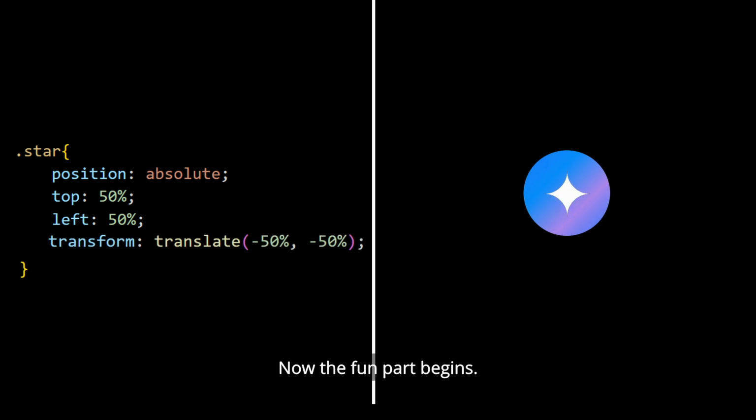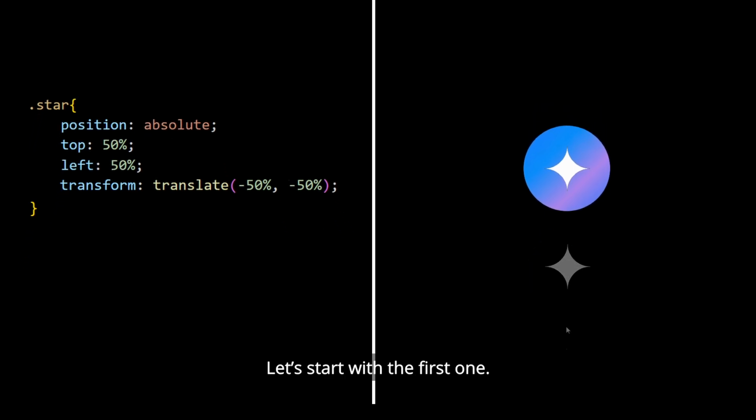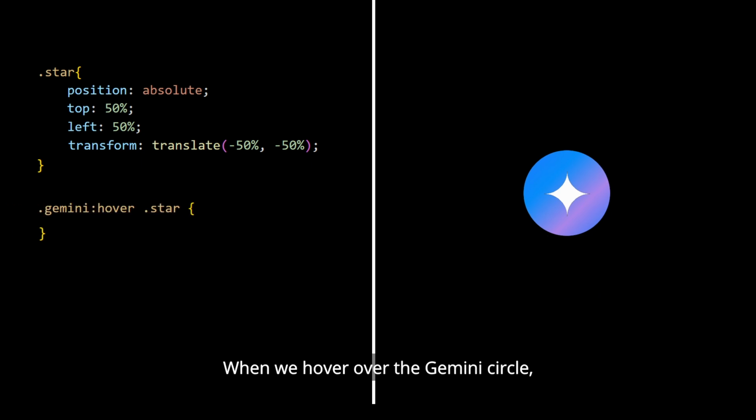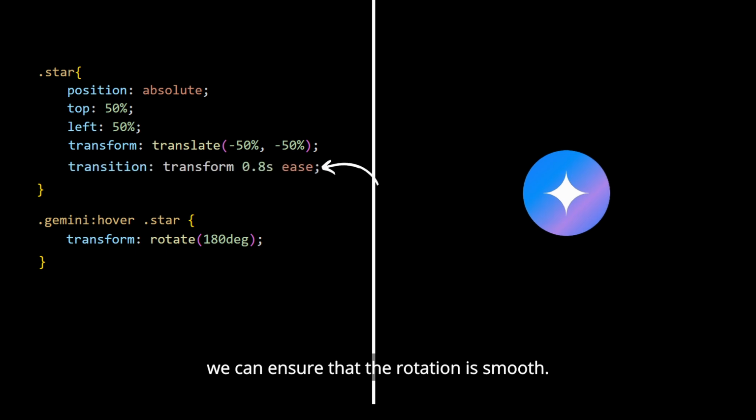Now the fun part begins. When we hover over the circle, the star should rotate and change its color. Let's start with the first one. When we hover over the Gemini circle, the star needs to rotate 180 degrees. By setting a transition duration on the rotation, we can ensure that the rotation is smooth.